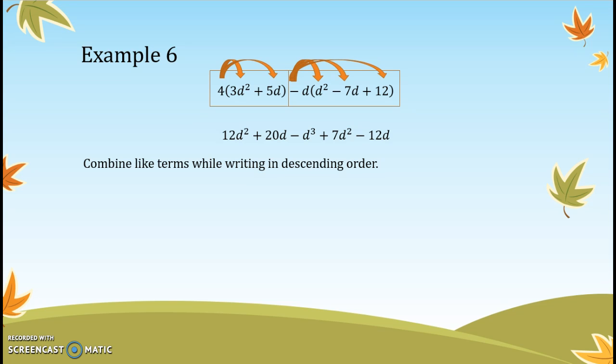We'll combine like terms while writing in descending order. So we will start with the d cubes. I see I have a negative 1d cubed. Then I'll move on to my d squared. So 12d squared plus 7d squared is 19d squared. And finally, 20d minus 12d is 8d.